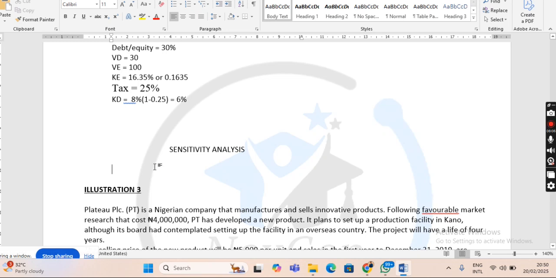So now we will look at the formulas for sensitivity analysis, right? I actually have advantages and disadvantages of sensitivity analysis, but we'll talk about that as we move on. So number one, you may decide to perform sensitivity analysis on initial outlay.